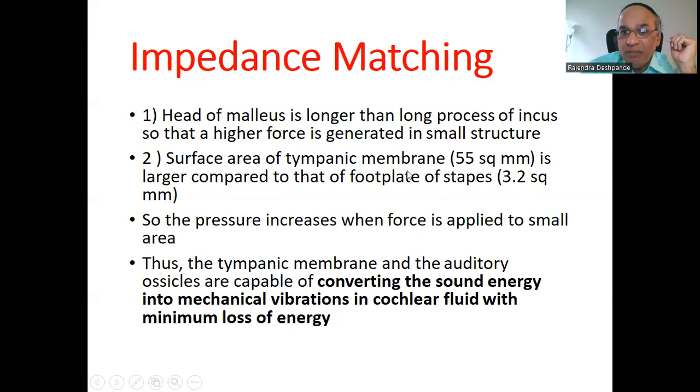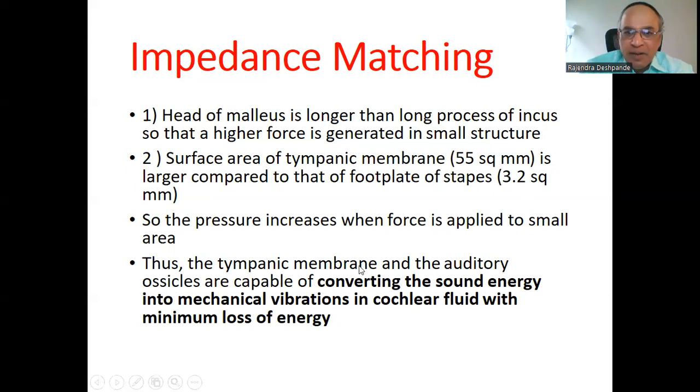The surface area of the tympanic membrane, 55 square millimeters, is larger compared to that of the footplate of the stapes. So the pressure increases when force is applied to a small area. Naturally, when you apply pressure over your whole hand, it will be spread. But if you apply pressure only over here, a smaller area, the pressure will definitely be more.